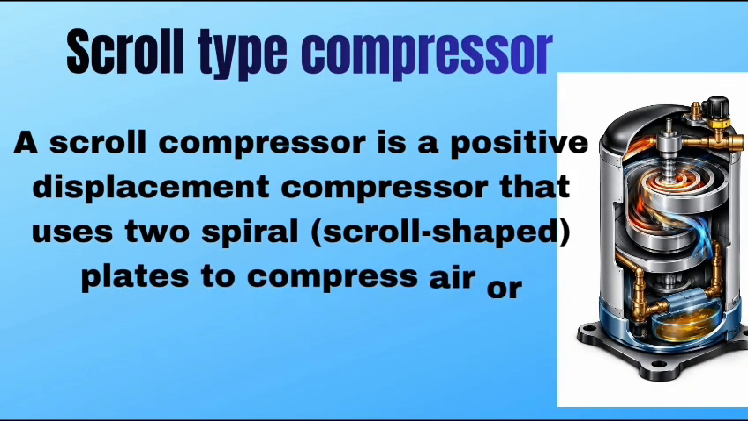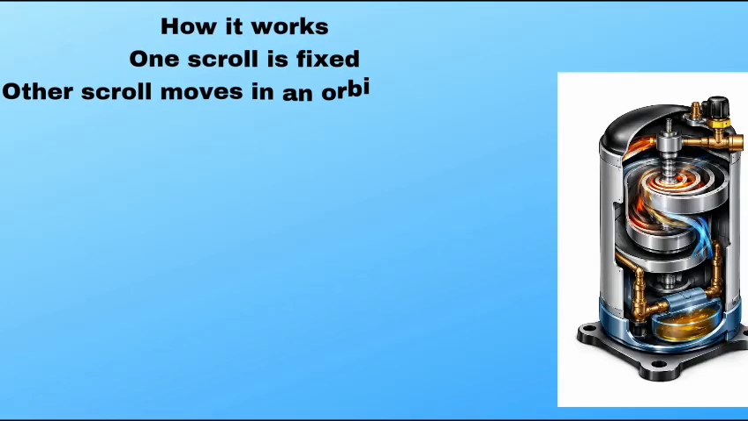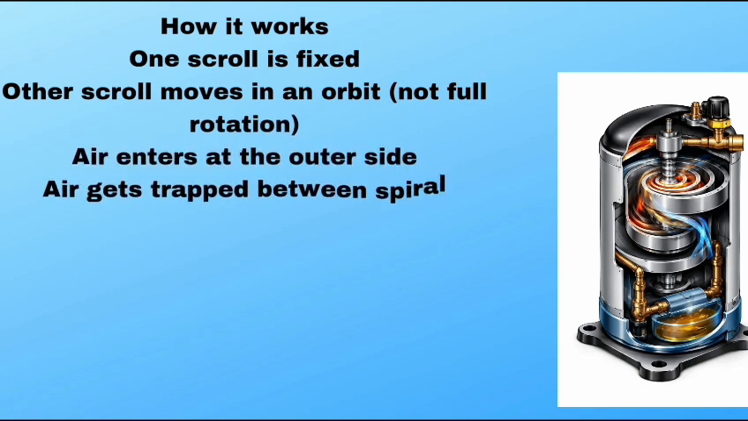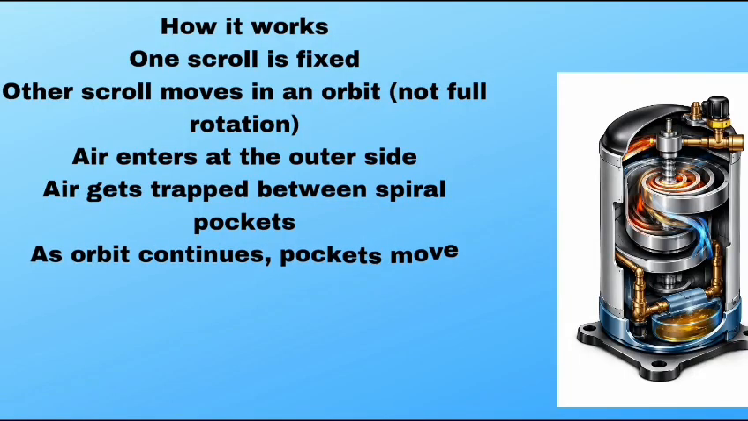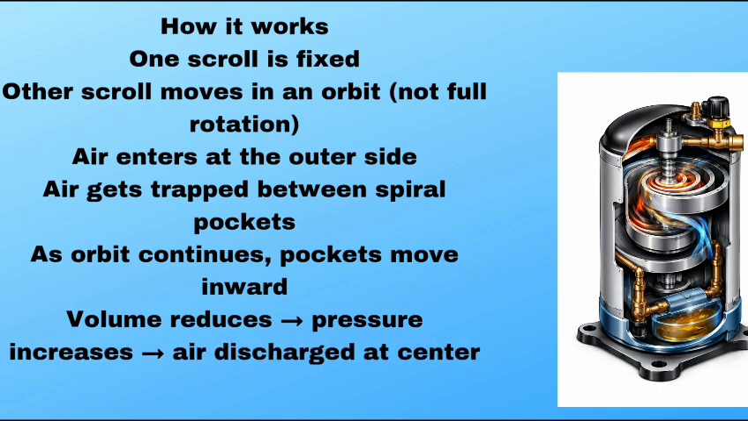A scroll compressor is a positive displacement compressor that uses two spiral scroll shaped plates to compress air or refrigerant. How does the scroll compressor work? One scroll is fixed, the other scroll moves in an orbit, not a full rotation. Air enters at the outer side and gets trapped between the spiral pockets. As the orbit continues, the pockets move inwards, volume reduces, pressure increases, and air is discharged at the center.